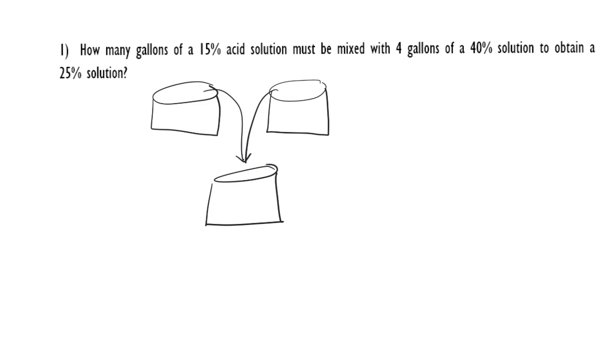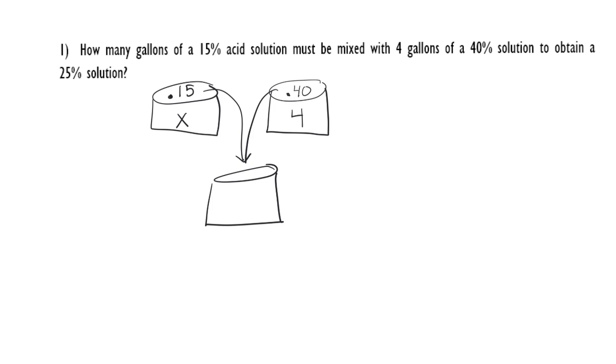So what is it that I'm mixing together? Well, each bucket has to have 2 things. It has to have a percent of strength, and it has to have how much is there. So on this first one, it says how many gallons of a 15% acid solution. So my first bucket must be 15%. I'm going to write that as a 0.15. But the question is, how much of that am I supposed to be using? So I'm going to put an X for how much of that. And it's going to be mixed with 4 gallons, so that's how much is in this bucket, of a 40% solution. So this is 0.40.